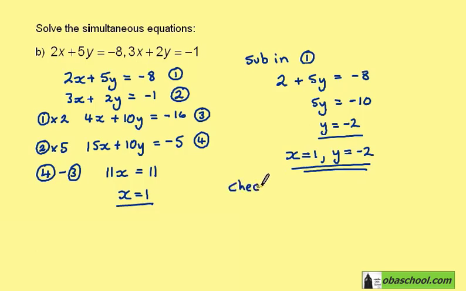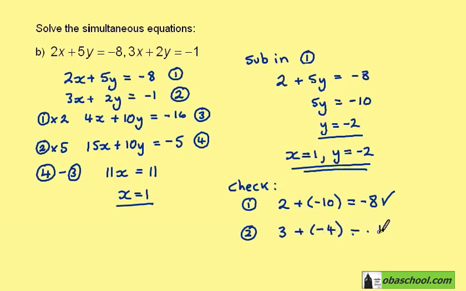Once again, checking equation 1. 2 lots of 1 is 2. Add 5 times minus 2, which is minus 10. 2 take away 10 is minus 8. For equation 2, we have 3 1s, which is 3, and 2 lots of minus 2 is minus 4. 3 take 4 is minus 1.